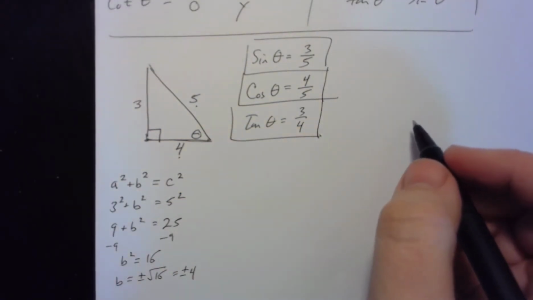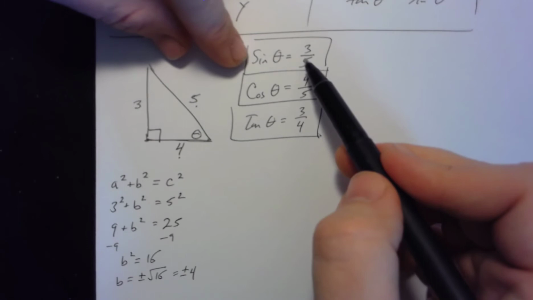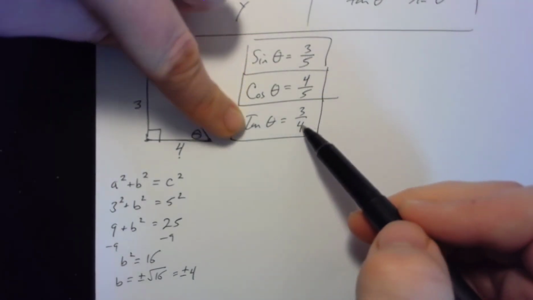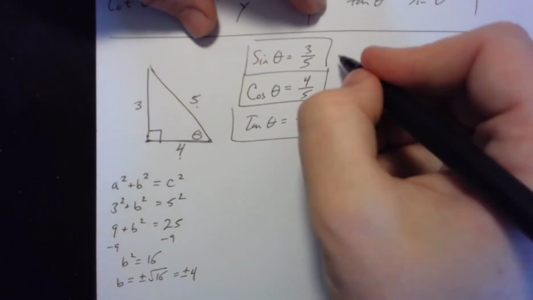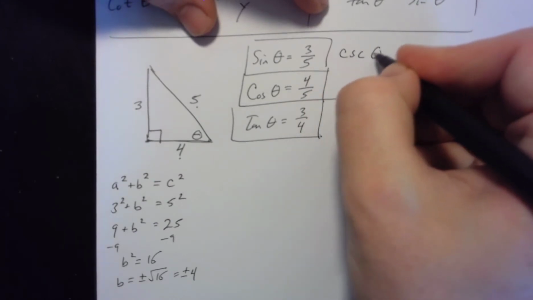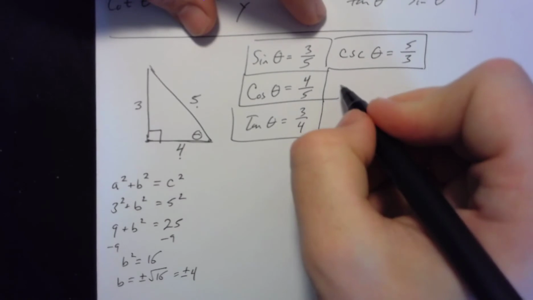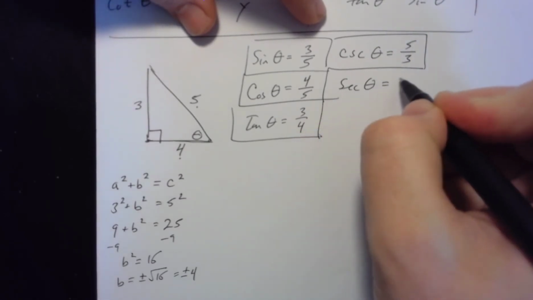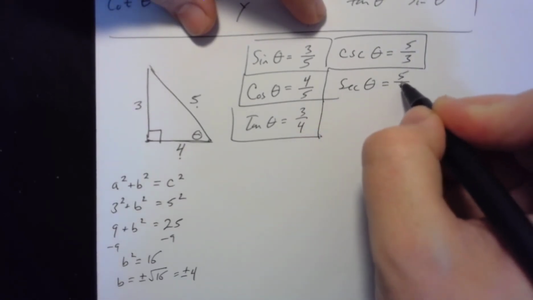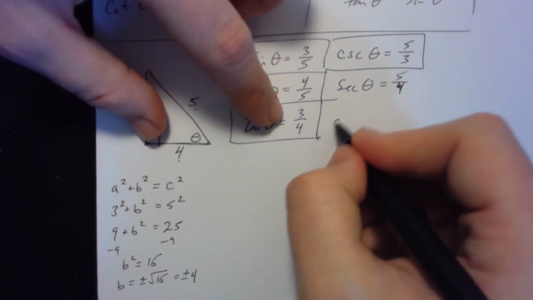Then we're going to have the reciprocal functions. At this point, to be honest, I wouldn't even look at the triangle anymore because I have these 3 basic trig functions. These 3 basic trig functions correlate to the reciprocal functions. Sine goes to cosecant. Cosine goes to secant, and then tangent is cotangent.